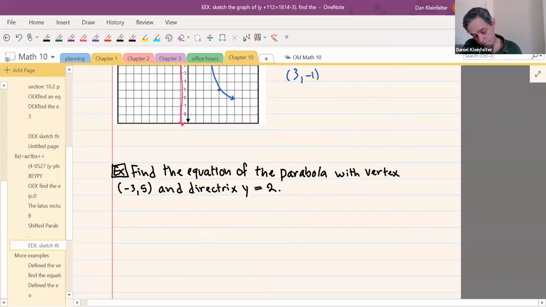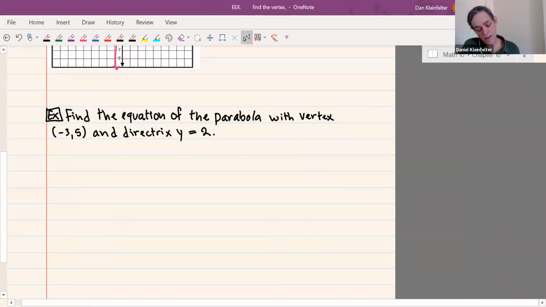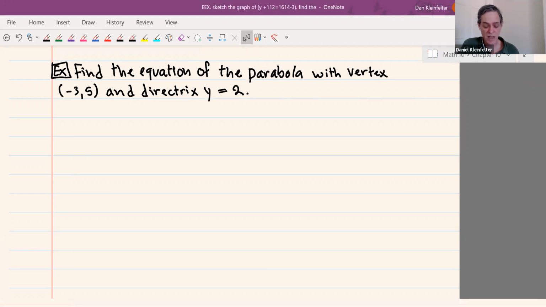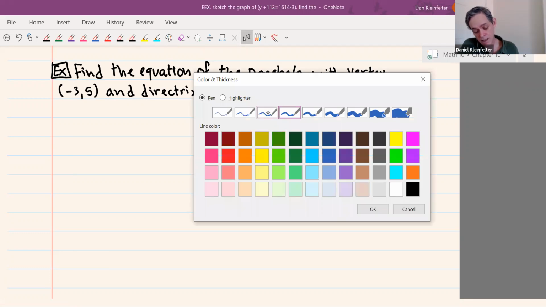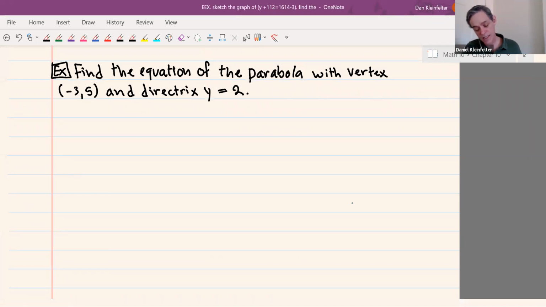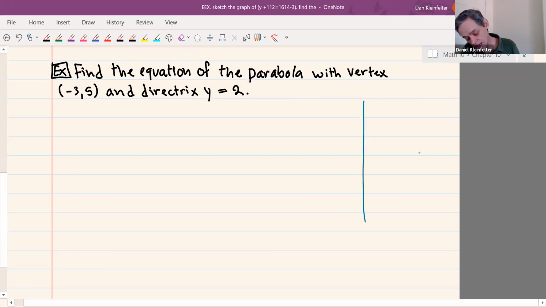All right, in the next example, we're finding the equation of the parabola. We're told where the vertex is and where the directrix will need to be. For this one, it's going to be a good idea to actually make a rough sketch of the parabola. That'll help us produce the equation. We know where the vertex is supposed to be. It's supposed to be at (-3, 5). That's where the vertex is.